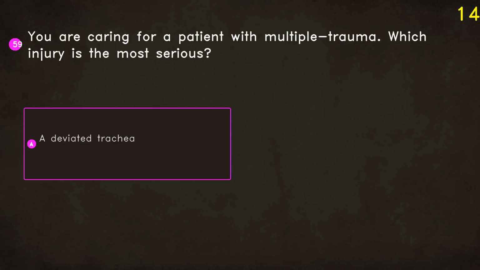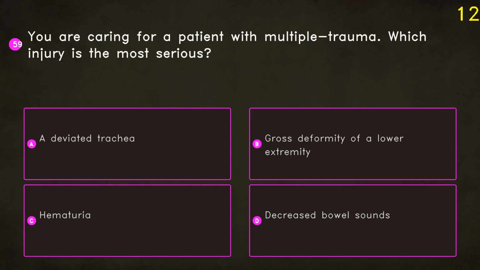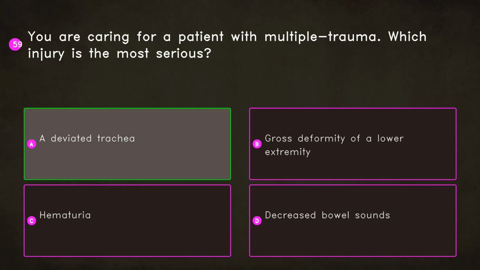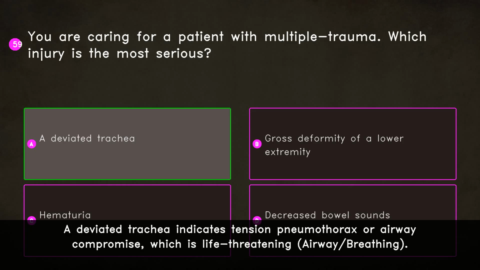Question 59. You are caring for a patient with multiple trauma. Which injury is the most serious? A. A deviated trachea, B. A gross deformity of a lower extremity, C. Hematuria, D. Decreased bowel sounds. The correct answer is A, a deviated trachea. A deviated trachea indicates tension pneumothorax or airway compromise, which is life-threatening, airway/breathing.